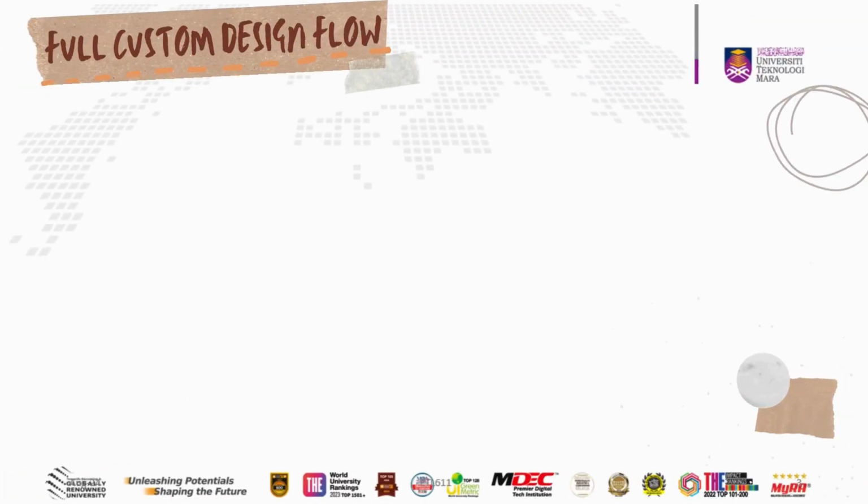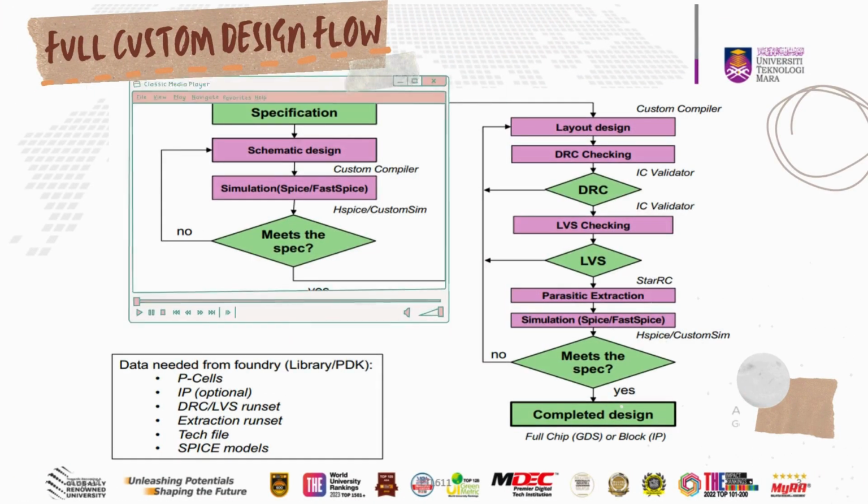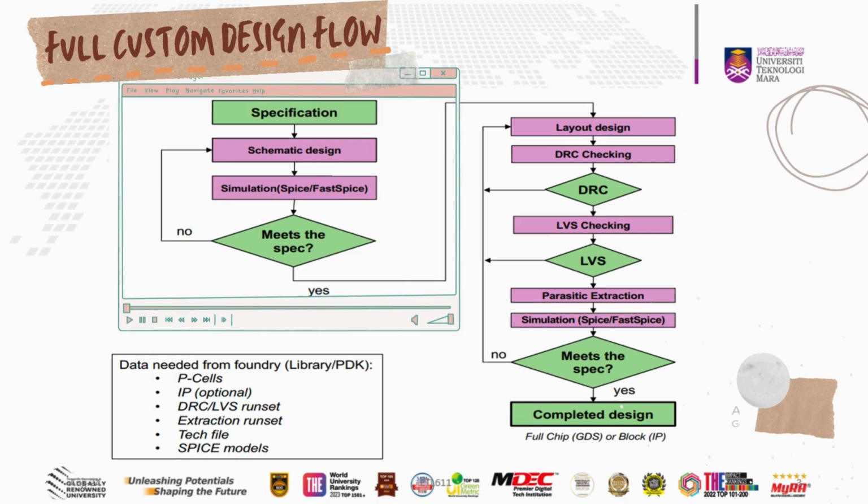Now, let's take a look at full custom design flow. The figure in this page depicts a flowchart of the full custom IC design process. Let's go through each step in detail. The design process starts by defining the performance specifications, functional requirements, and design constraints for the target IC. Based on the specifications, the analog and digital circuits are designed at the transistor level. This includes the design of individual components like amplifiers, logic gates, memory blocks, etc.